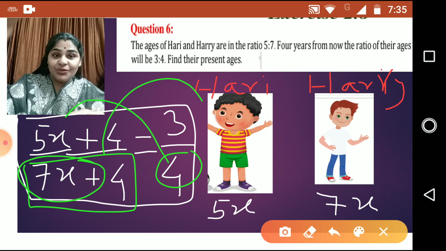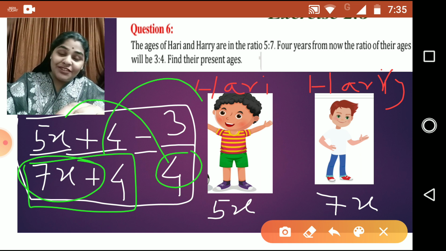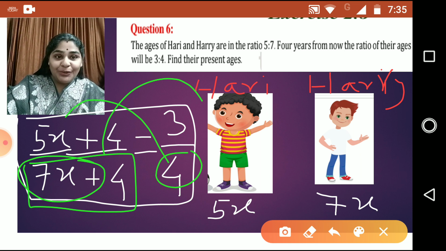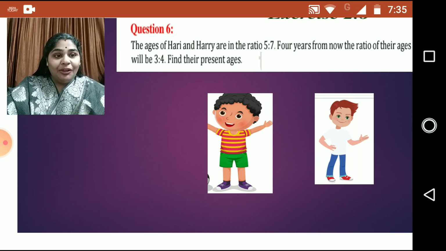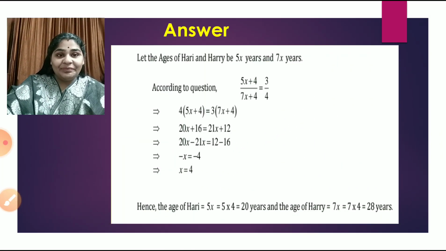And then as usual how do we solve? By first opening the brackets and then transposing the constants to one side and variables to the other side, we can find the solution, and x is nothing but the present ages, right? So let us begin children. I hope you understood this. So this is our solution.